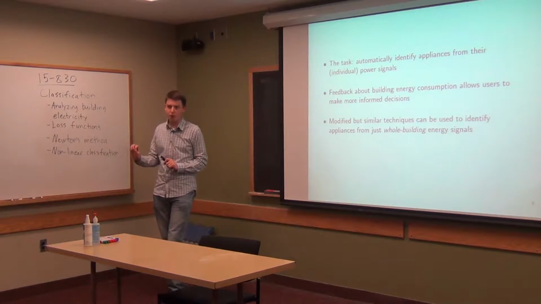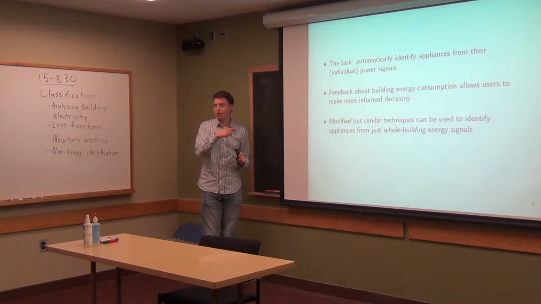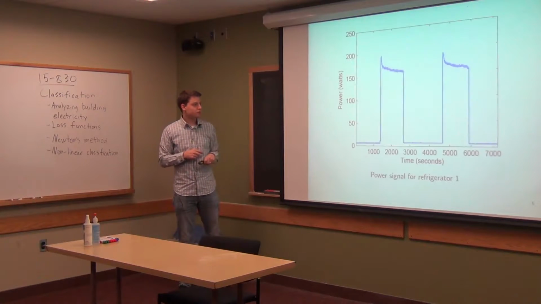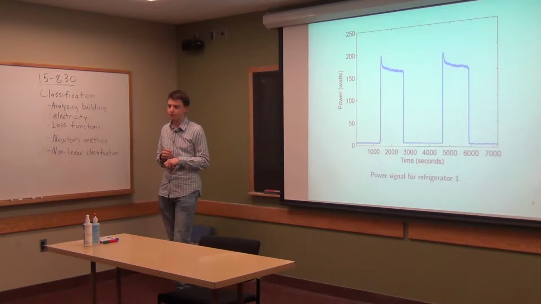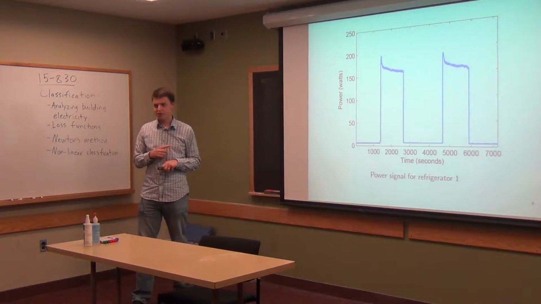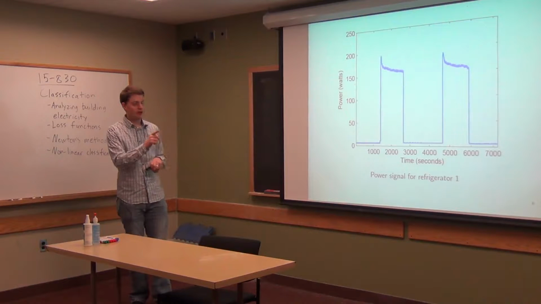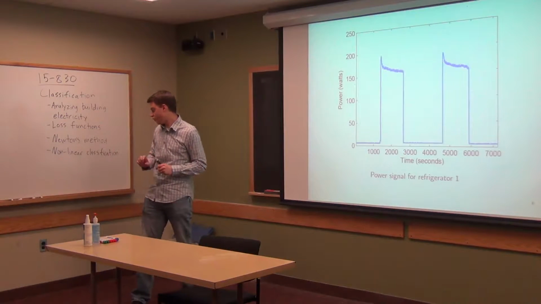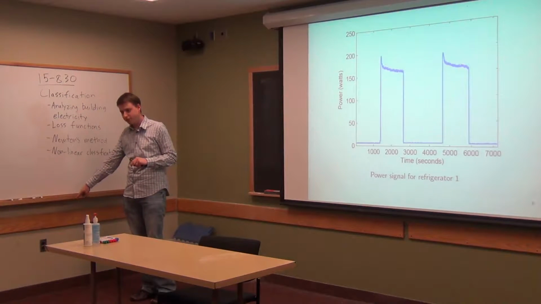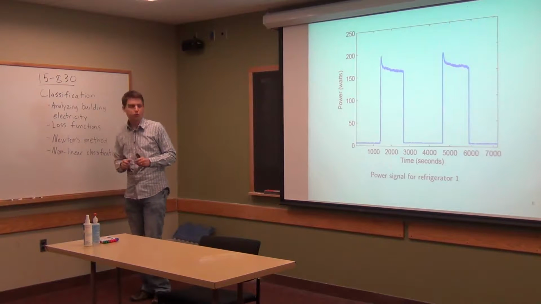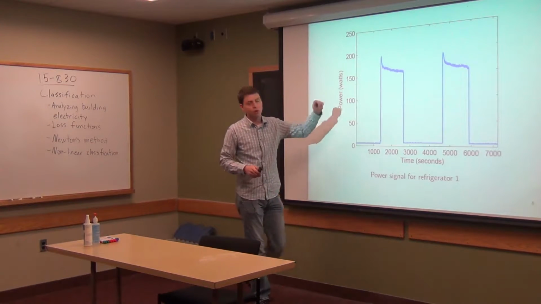So is that sort of problem setting clear to everyone? I mean, it might become more concrete once I just show some of the examples. Actually, maybe let me just do that here. So here, for example, is a refrigerator. This is the power signal of a refrigerator over time. This is what you would get, for example, if you had smart outlets and you were able to monitor just the power of this one refrigerator.